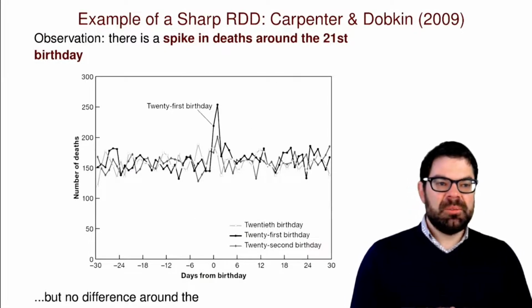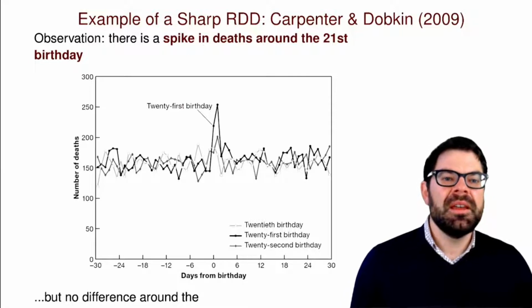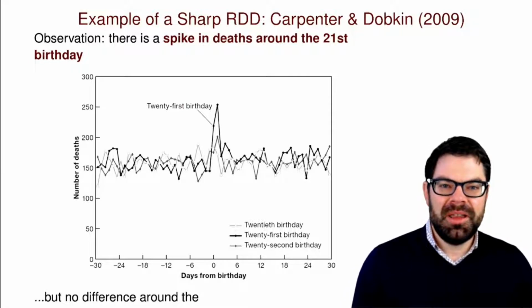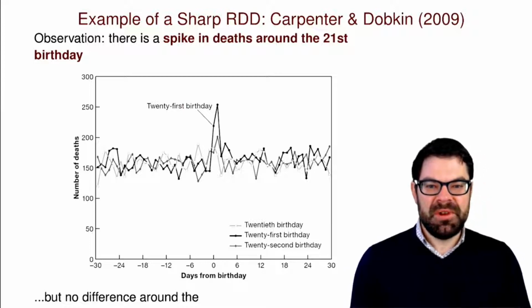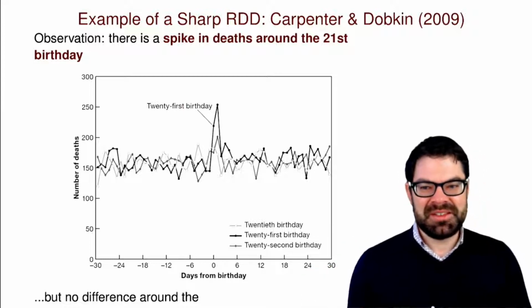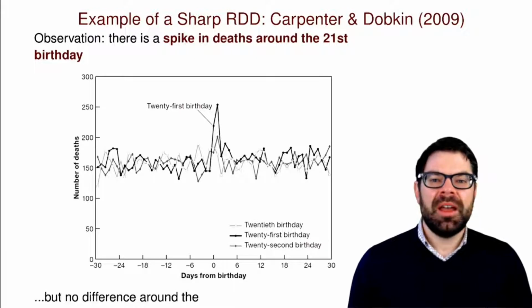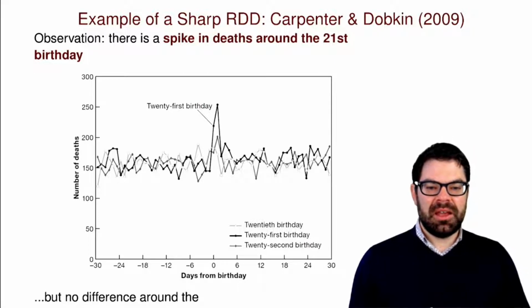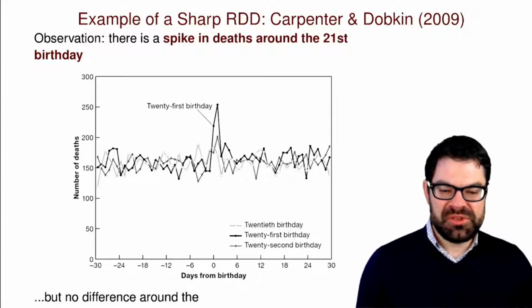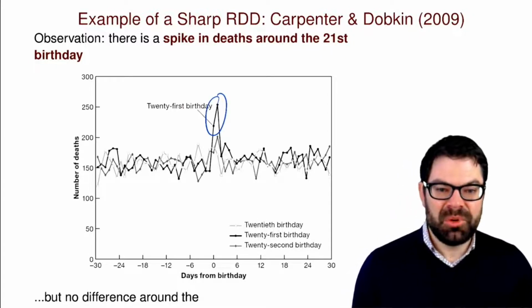Now here's an example of a sharp regression discontinuity design. If you believe economics is called the dismal science for a reason, here is why. We're talking here about deaths of young people in the United States. And what you can see here is that around people's 21st birthdays, you see a spike in the number of deaths.